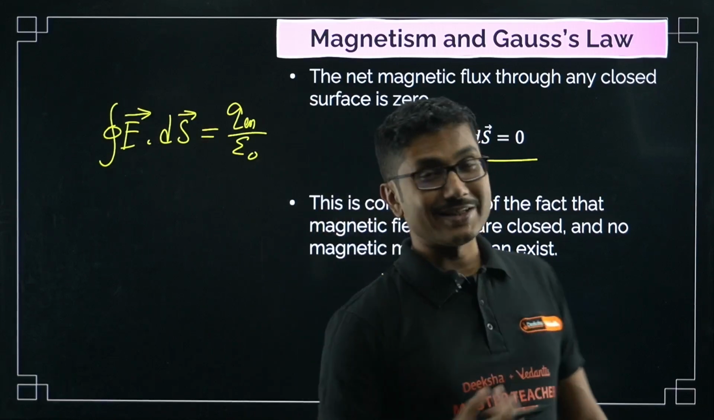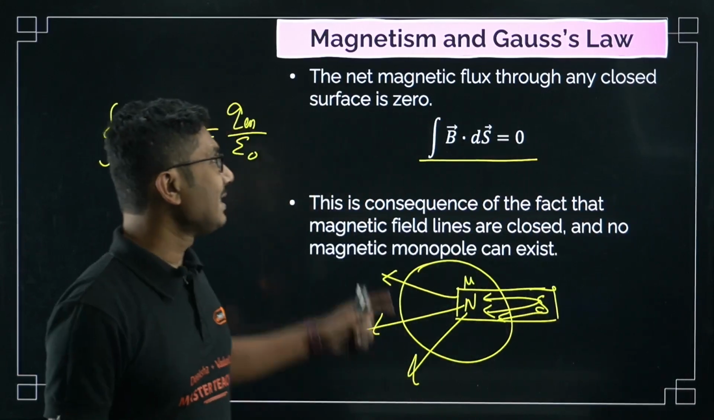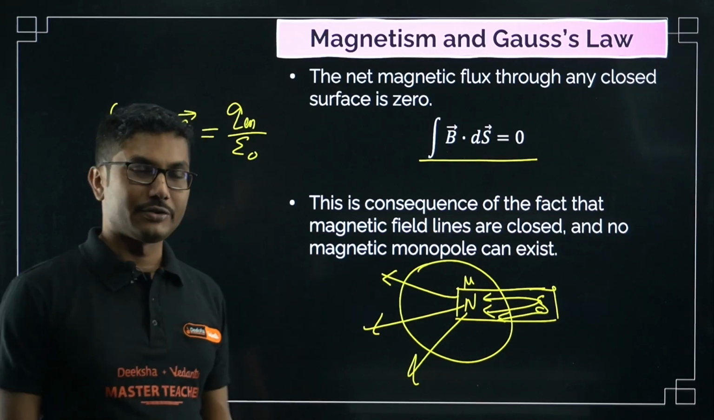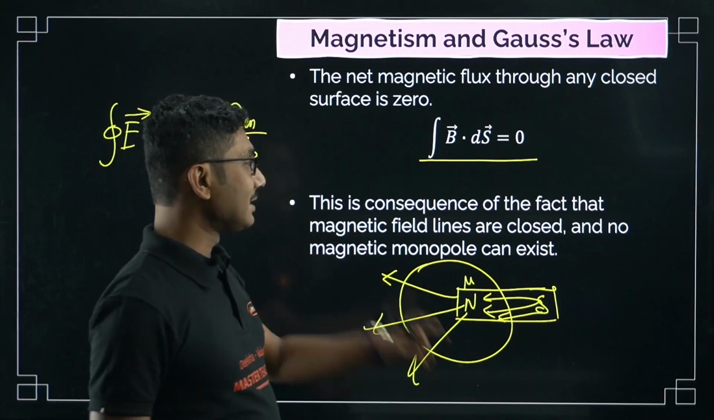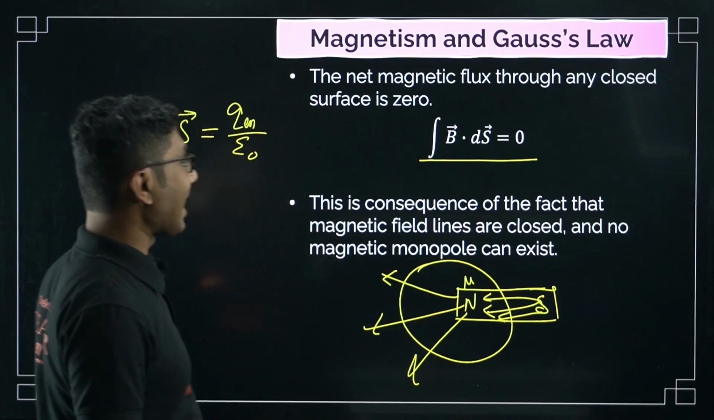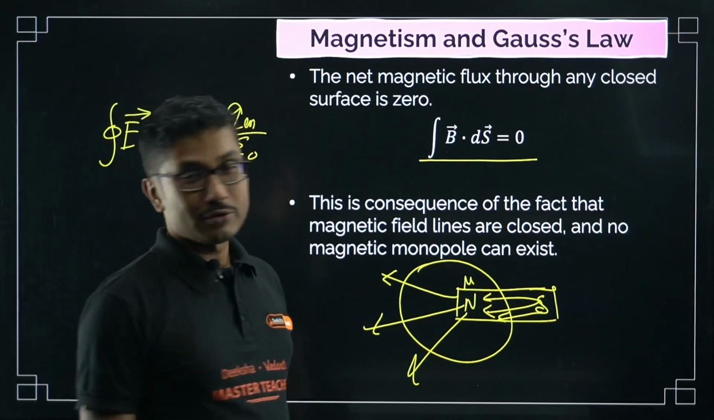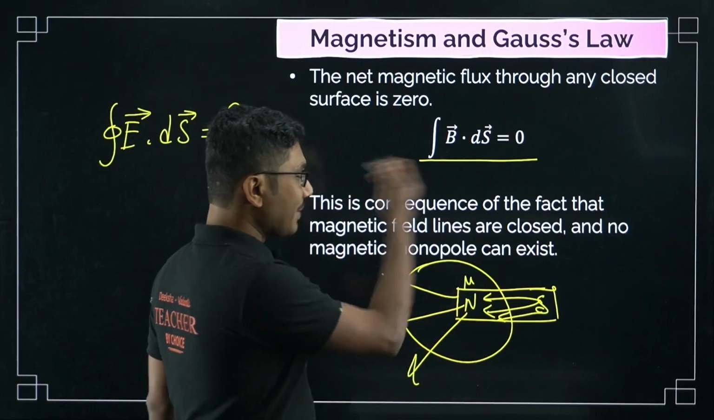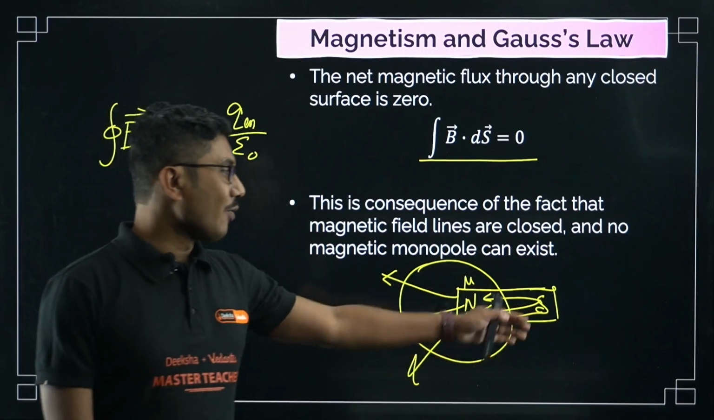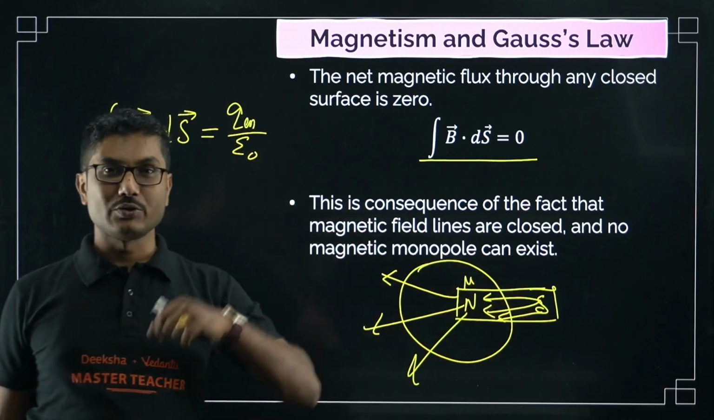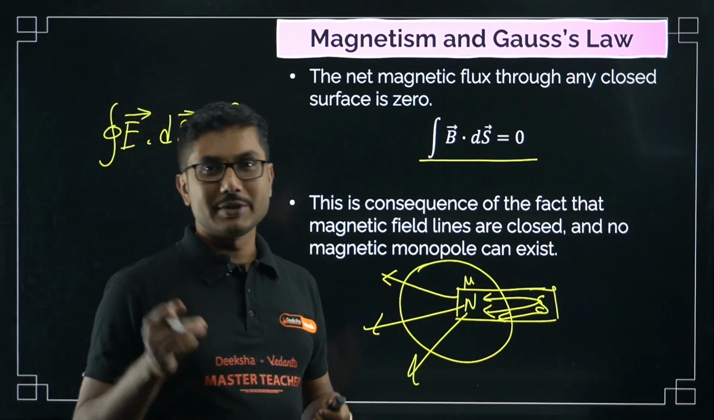So flux change is 0. No flux is changing means B dot dS equals 0. That is known as Gauss's law of magnetism. This is the consequence of the fact that magnetic field lines are closed and no magnetic monopoles can exist independently. Whatever goes out, the same number of lines has to come in. So magnetic flux through a closed surface will always be 0.